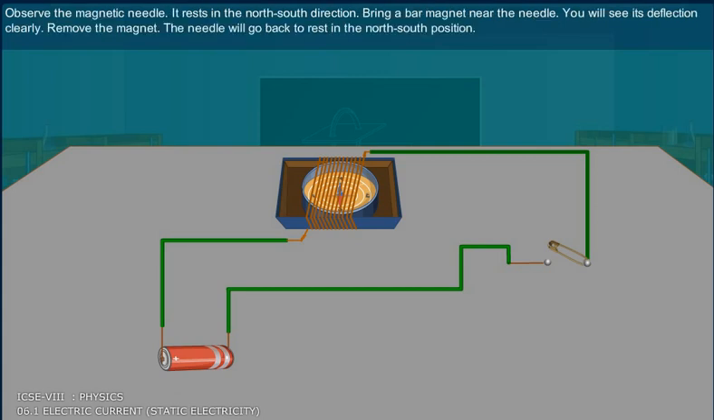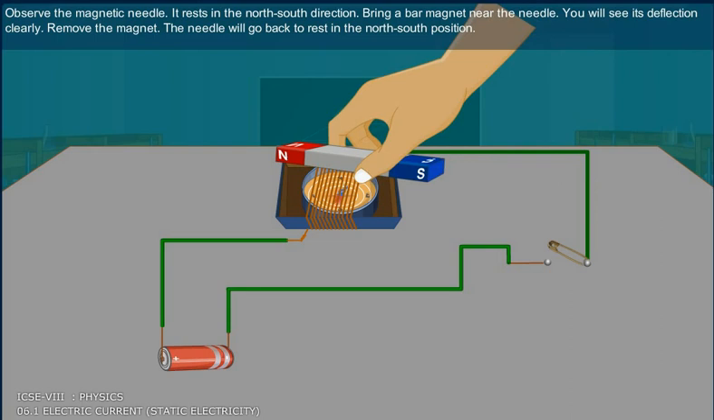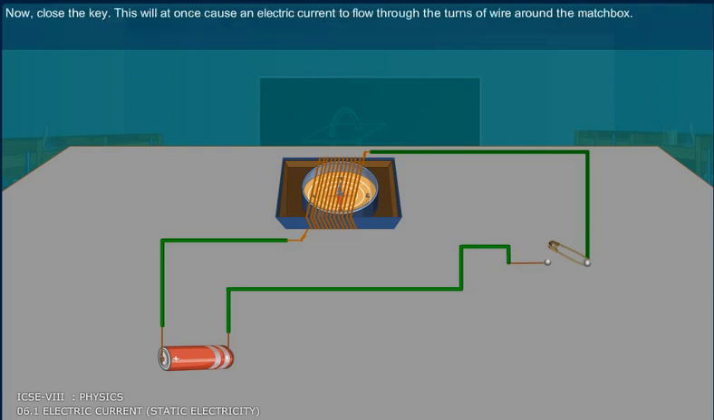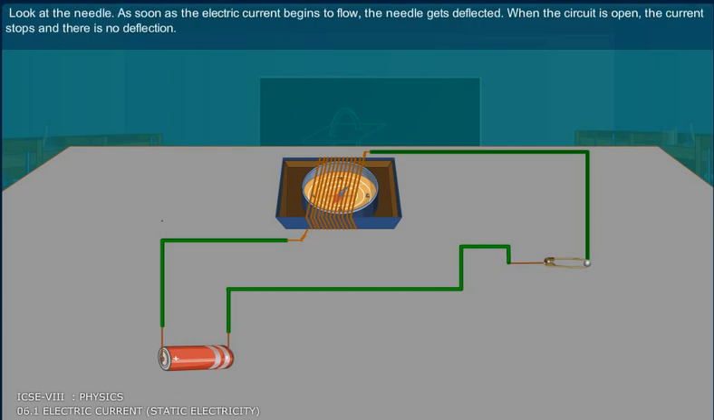It rests in the north-south direction. Bring a bar magnet near the needle. You will see its deflection clearly. Remove the magnet. The needle will go back to rest in the north-south position. Now close the key. This will at once cause an electric current to flow through the turns of wire around the matchbox. Now look at the needle.